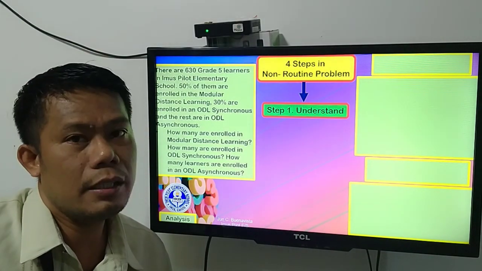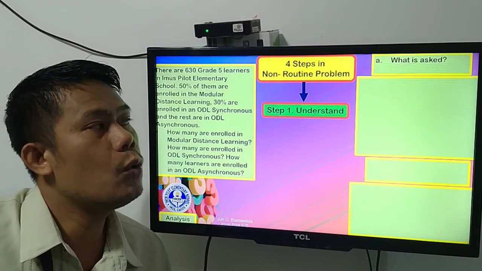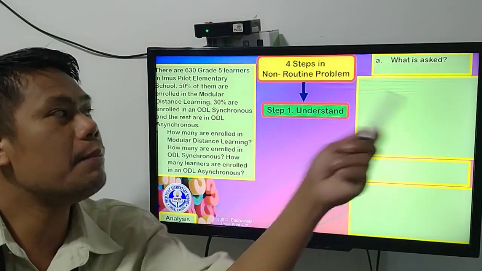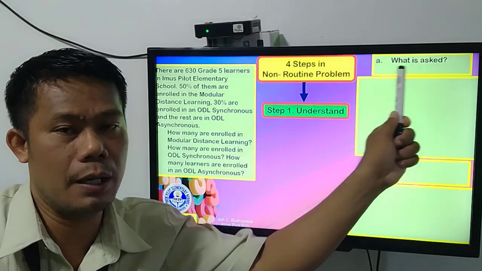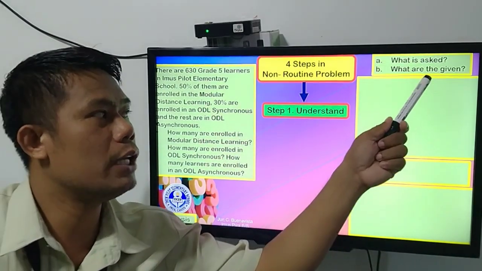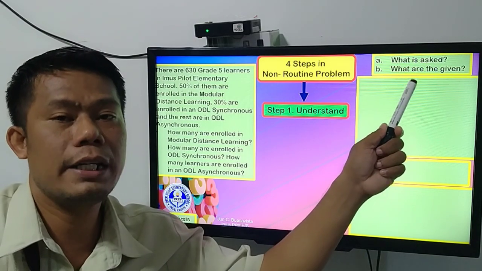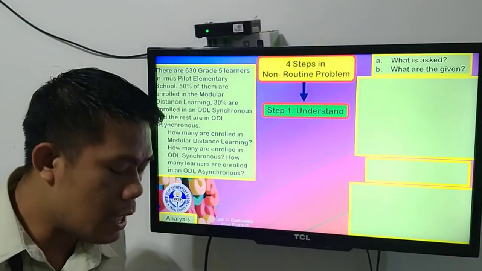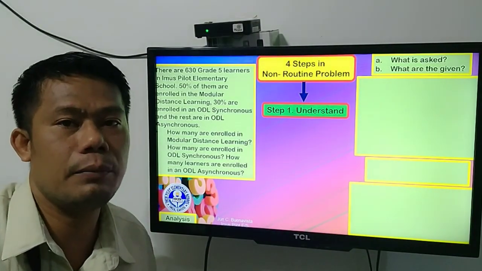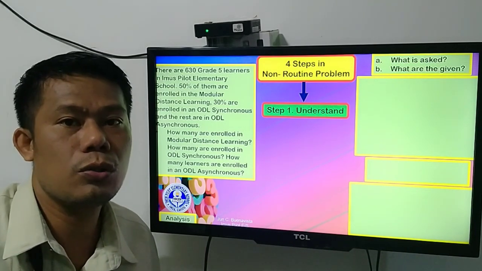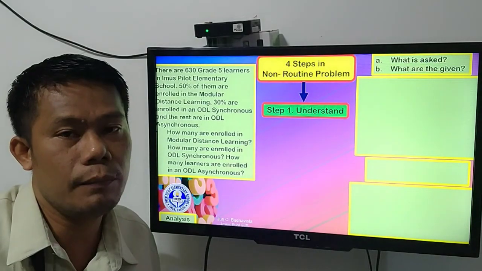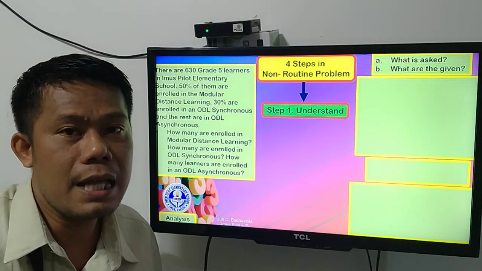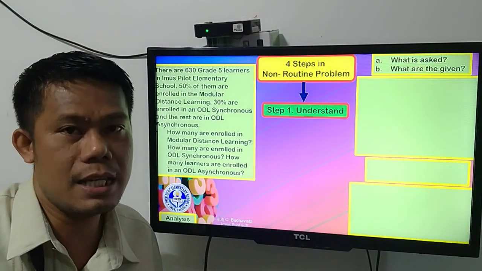We can understand the problem if we know what is asked. Alamin muna natin kung ano ang tinatanong, kung ano ang hinihingi sa problem. Then the second one, we are going to know what are the given facts. Ano ba itong tinatawag na given facts? These are the numbers that we are going to use to solve the problem. Sila ang gagamitin natin para isolve. At yan ay mga numbers. That is what the given facts are.